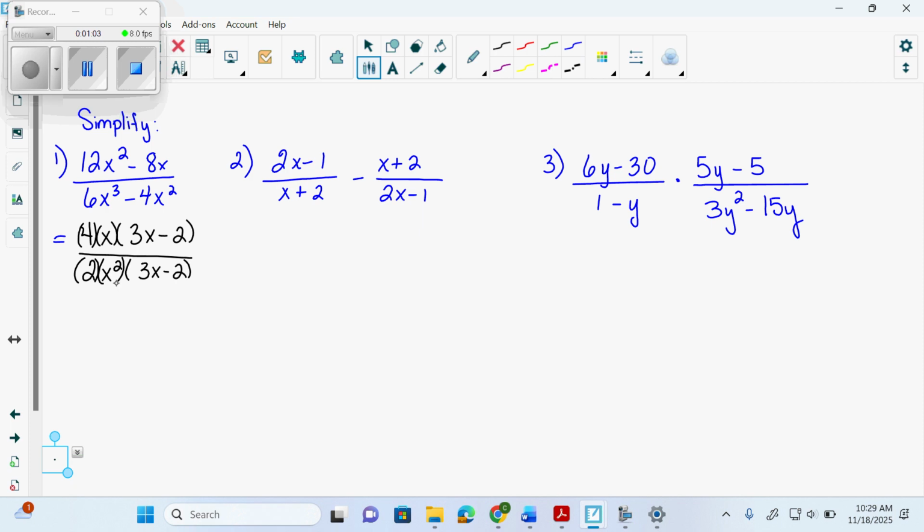Okay, we go to the non-permissible values. We have x squared can equal 0, which is always just x can equal 0. Squared, cubed, 4. Table's listening, right? And then we have 3x minus 2 equals 0. 3x can equal 2. x can equal 2/3.